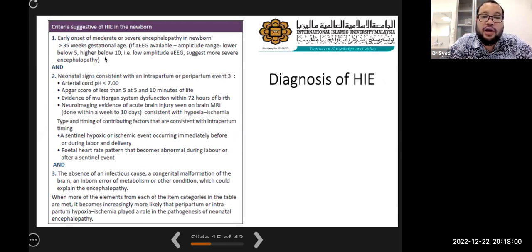More than 35 weeks, as I mentioned before, kalau premature kita tak boleh label dia as hypoxic ischemic encephalopathy because of the different physiology in more premature babies. So ideally kita should assess dengan AEG, CFM.